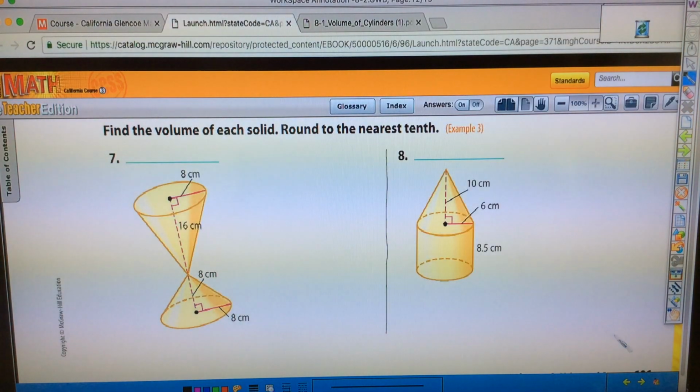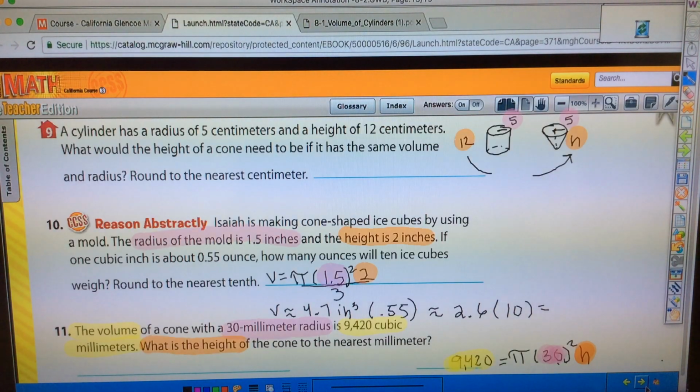We kind of talked about these ones already. I do want to talk to you guys about 9, 10, and 11. So these ones are a little trickier. Let's see here. 9 says a cylinder has a radius of 5 centimeters and a height of 12. So radius of 5, right, and a height of 12. What would the height of a cone need to be if it has the same volume and radius?